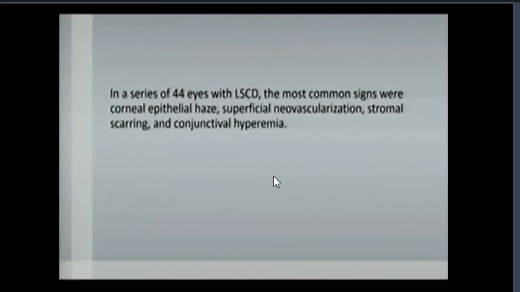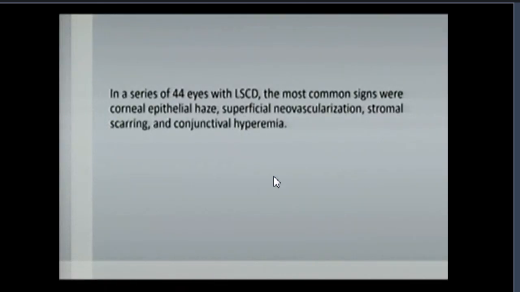One of the main complaints that these patients also have is recurrent epithelial defects. In a series, the most common signs were epithelial haze, superficial vascularization, pannus formation, and conjunctivalization. Stromal scarring starts to occur as the surface epithelium becomes abnormal, and the conjunctiva starts to encroach in that area. And then you find these patients complaining of chronic conjunctival hyperemia.